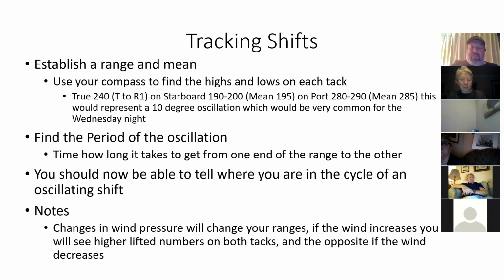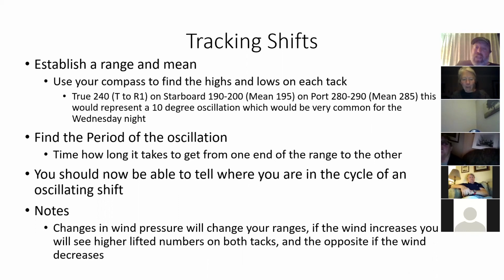But as you're sailing up that race course from T to R1, sailing in a 240 degree true, you should be able to establish a range of what you're going to see on starboard tack. Now, you're pretty much trying to find an average range. You're looking for your high number, your low number, and your mean, the middle number. And that's going to establish a range.